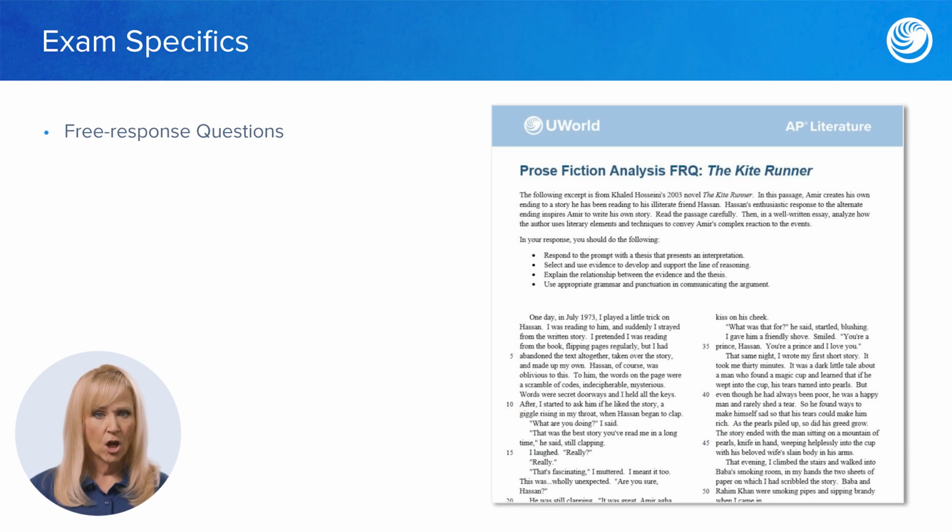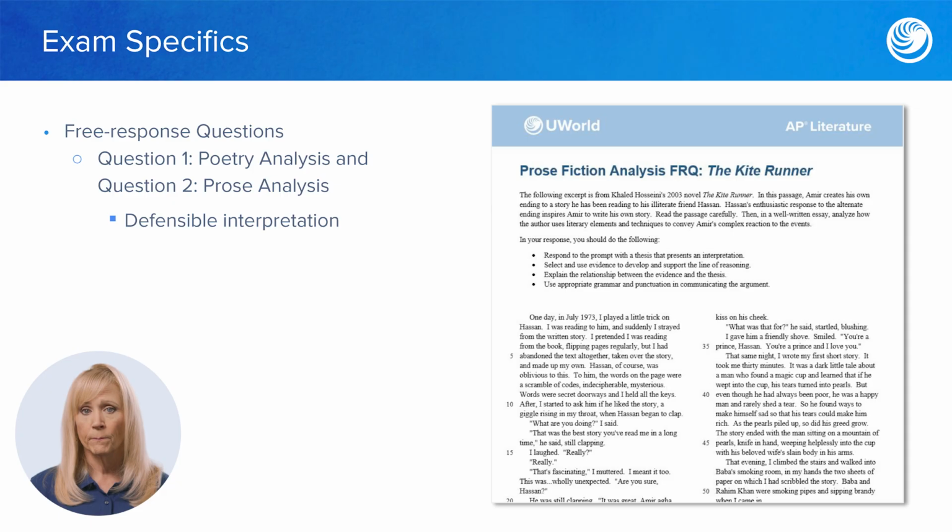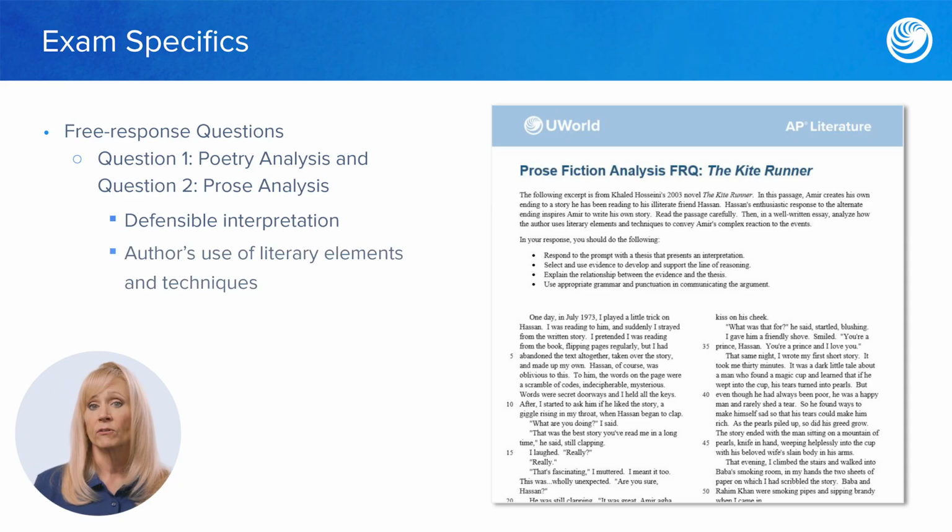Now let's consider the essays, the heart of the AP Lit exam. Beyond the multiple choice section, the free response questions are where students really get to show what they know. The first 2 prompts, poetry analysis and prose analysis, ask students to do more than summarize or react. They need to craft a clear, defensible interpretation based on a focused topic and supported with well-developed body paragraphs that explain how the author or poet uses specific literary elements and techniques to create meaning. It's not just about what they notice, it's about what they can prove through analysis.